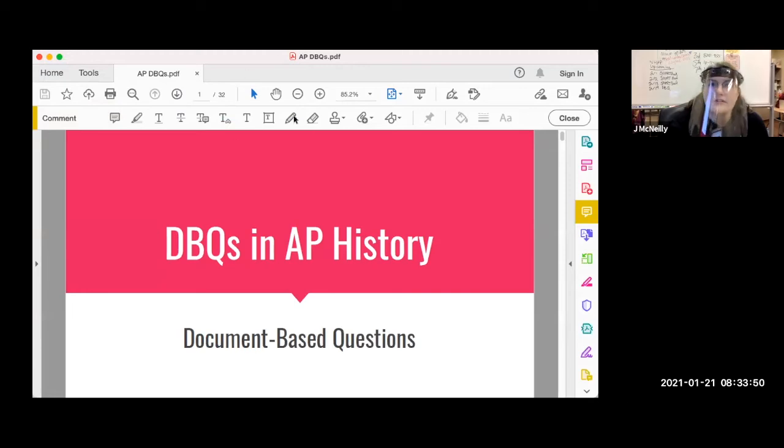To start our overview of what is the DBQ. Well, a DBQ is a document-based question. This is a type of free response question. And y'all, free response question just means not multiple choice. So anything that is not multiple choice on the test is a free response question. That includes short answer questions, LEQs, and DBQs.